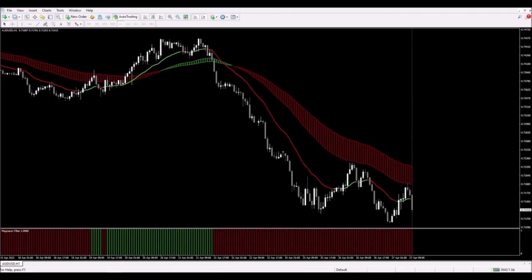There, we have got a setup for a short trade on the Australian dollar US dollar. This is the 1 hour time frame. Right now, all the indicators are telling me that we have a potential short.